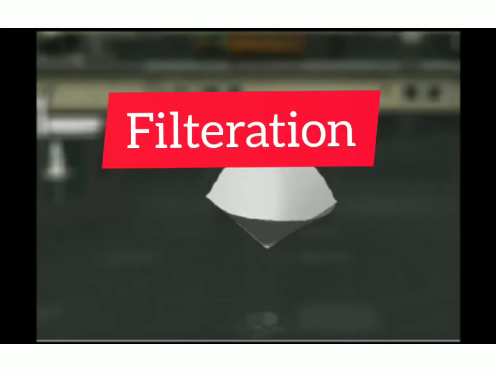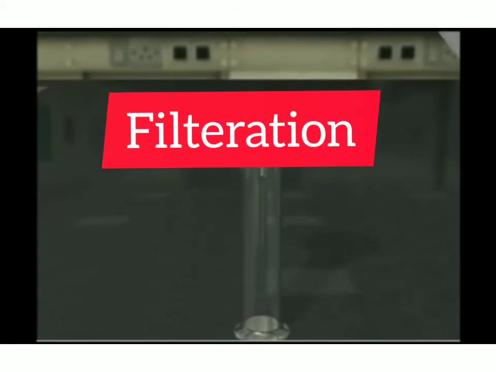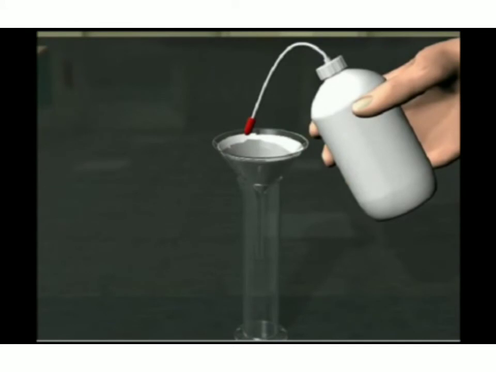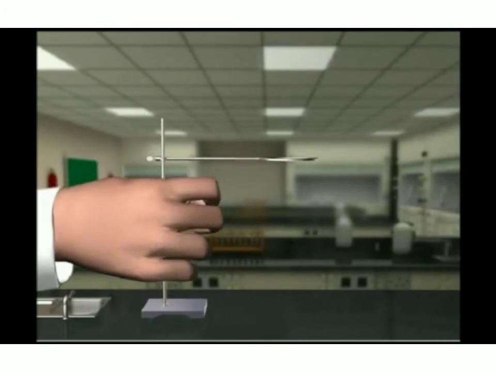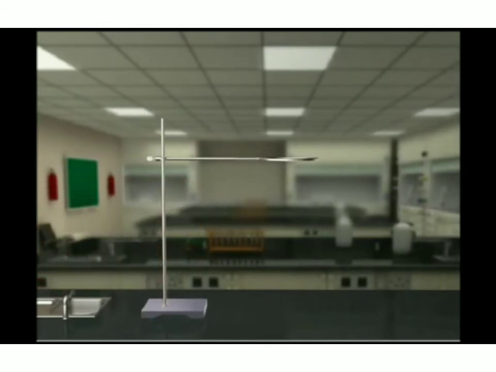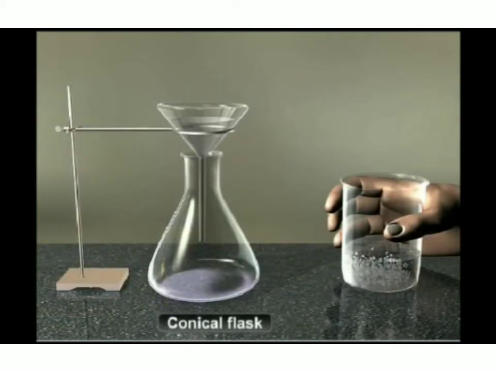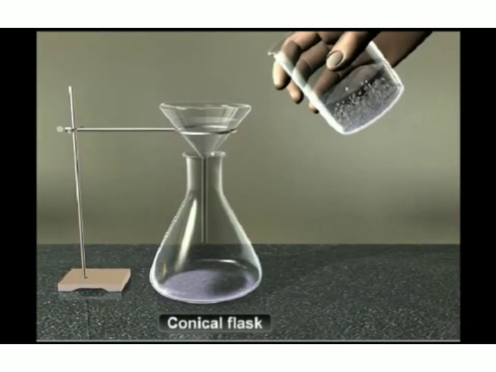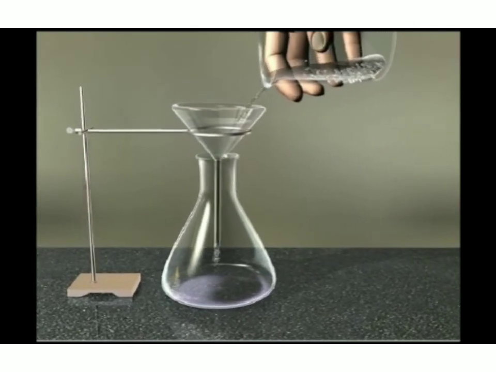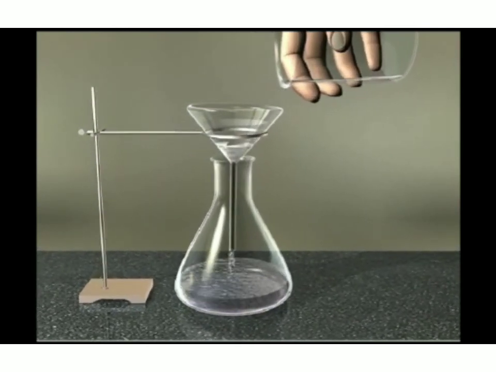Put the filter paper into a cone and place it inside a glass funnel. Moisten the filter paper with distilled water. Take a stand and fix the funnel on the stand. Place a conical flask at the bottom of the funnel. Take the beaker containing the mixture of chalk and water and filter it through the funnel. The water passes through the filter paper and collects in the flask below, and the chalk remains in the funnel.